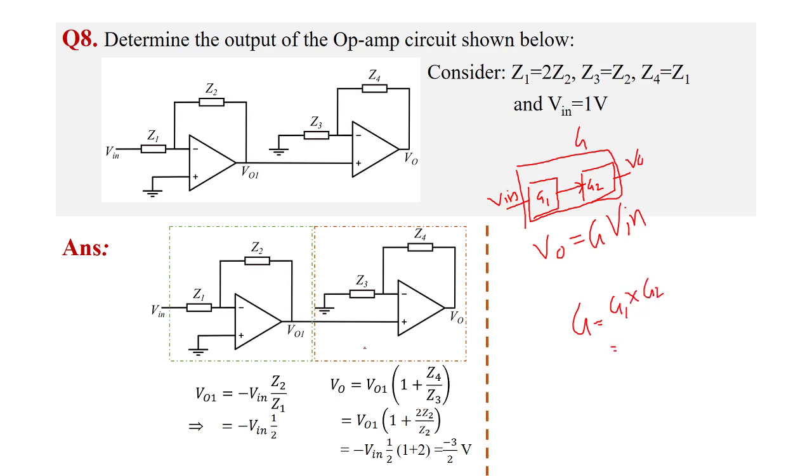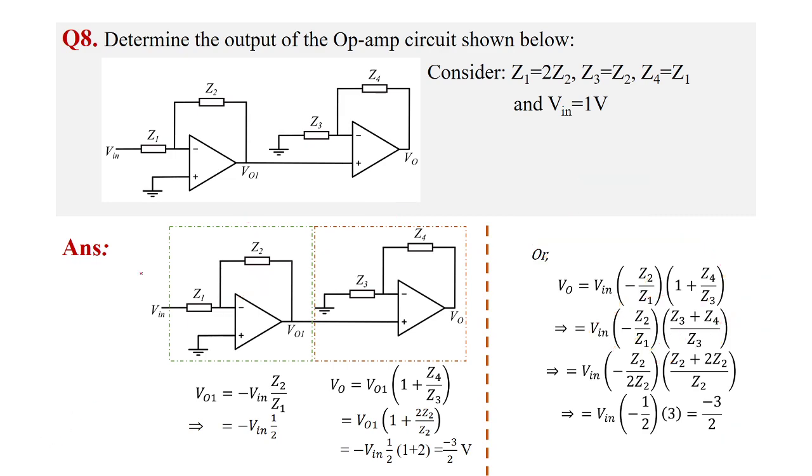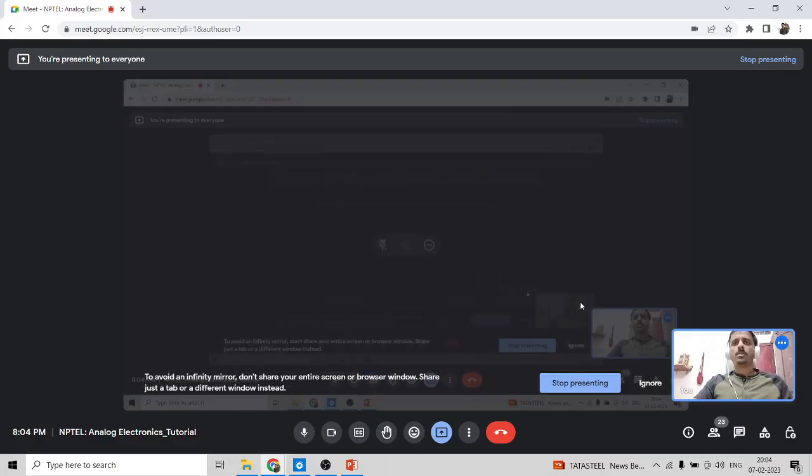Okay, so here G1 is the gain of the inverting configuration and G2 is the gain of the non-inverting configuration. The inverting configuration gain is minus Z2 by Z1, right? And G2 is the gain of the non-inverting configuration, 1 plus Z4 by Z3. Okay, so if we substitute it, we'll get the same, minus 3 by 2. So this is about the 8th question, as Poovarshan has asked.